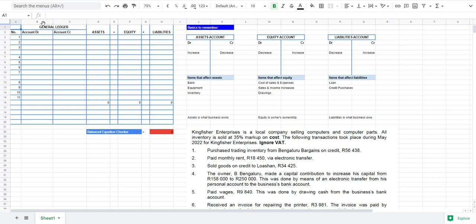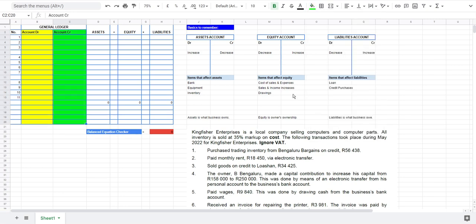For example, if you receive money in your bank and your bank is an asset account, that means you're going to debit bank. If you look at the general ledger there, it's written account debit on the left side and account credit on the right side. I'll just highlight it right now. Account debit there in yellow, and then account credit there in green.